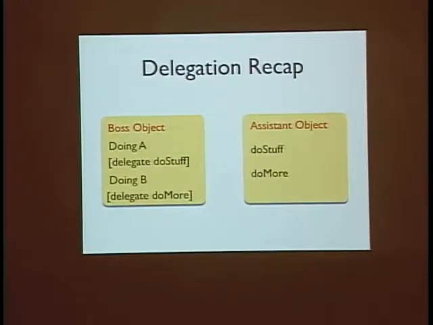The way this will work in this example here, we have our boss object, and it's doing A, whatever that is. And at some point it's done doing A, and it says, hey, delegate, do some stuff. And that's when the assistant object will take over, do some stuff, return, and then the boss object will continue and say, okay, well, now I'm going to do B. And when it's done doing B, it's going to say, hey, delegate, do some more stuff. And so the assistant object will then do more stuff. So basically, it's just a way of connecting some objects together in a nice way.